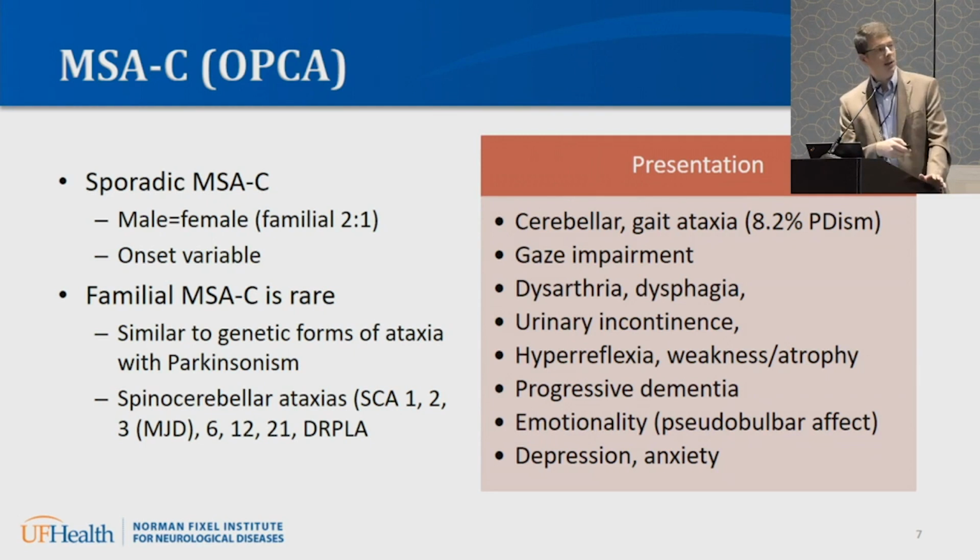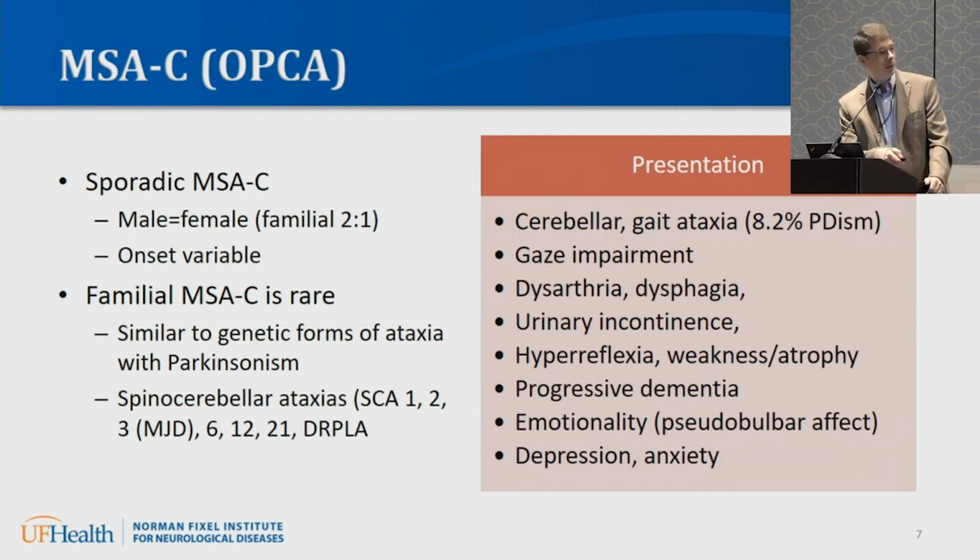What we have to distinguish here is that, just like with Parkinson's, there are many things that cause Parkinsonian features. There are many things also that cause ataxia, or cerebellar features. There are many ataxic disorders. If there is a family history, we have to rule out familial forms of ataxia.